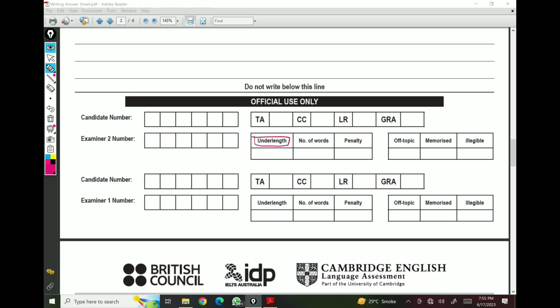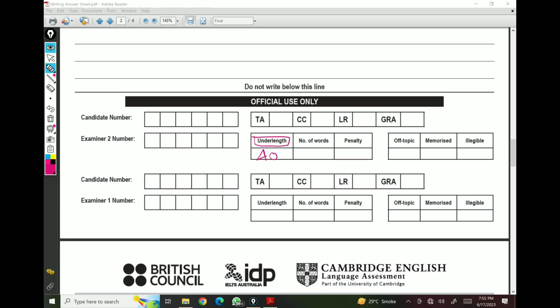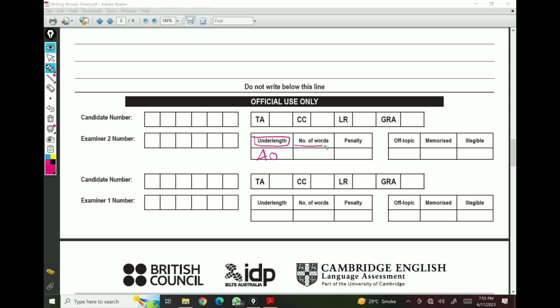Now another important thing which you need to consider, under length. Very important point. If you write less than 250 words, for example you write 210 words, then it is 40 words under length. 250 is the benchmark. You must write 250 and above. Next, number of words you've written. For example, if you've written 270, 280, and then if there is any penalty on that, they will write here.